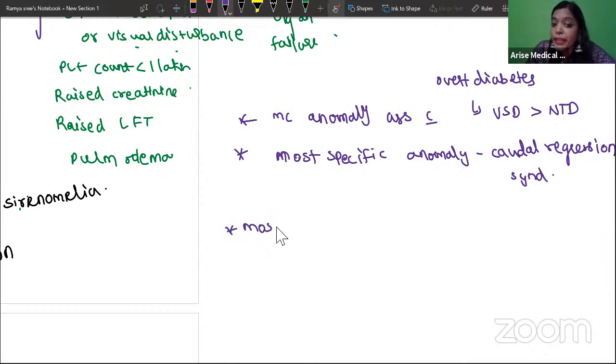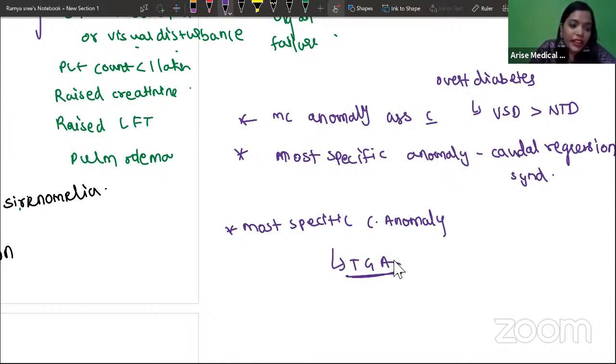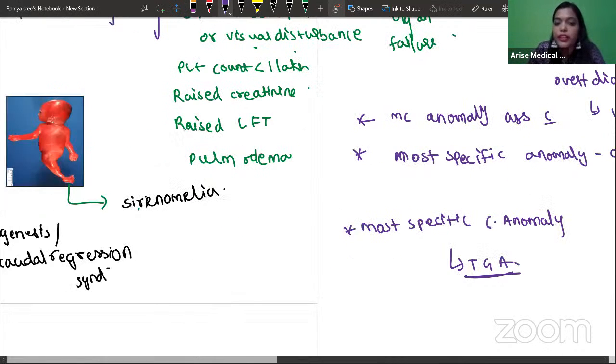And the most specific cardiac anomaly is transposition of great arteries. I repeat again. Most common anomaly associated with overt diabetes is VSD, more than neural tube defects. Most specific anomaly is caudal regression syndrome. Most specific cardiac anomaly is TGA. So this was the specific anomaly for overt diabetes, which was shown to you in a picture. This is the transposition, and this is the sacral agenesis of caudal regression syndrome.